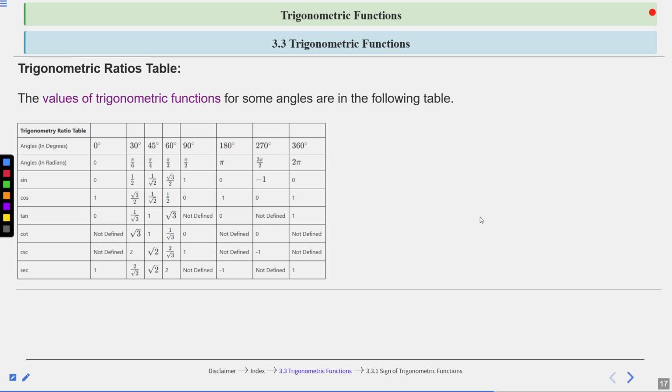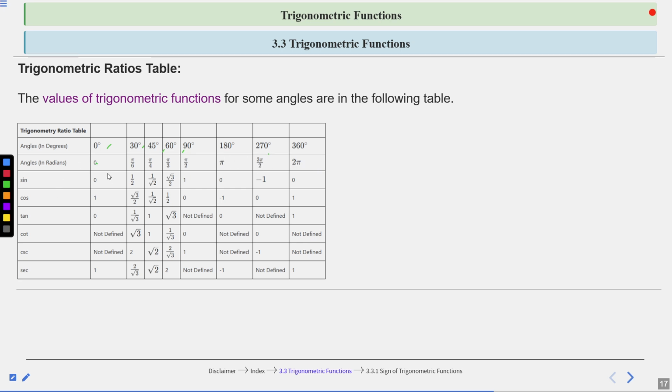Trigonometric ratio table. See, angles in degrees: 0 degree, 30 degree, 45 degree, 60 degree, 90 degree, 180 degree, 270 degree, and 360 degree. Angles are also given in radians, so you also need to remember degrees with radians. 30 degrees is pi by 6, 45 degrees is pi by 4, 60 degrees is pi by 3, 90 degrees is pi by 2, 180 degrees is pi, 270 degrees is 3 pi by 2, and 360 degrees is 2 pi. You need to remember this also.